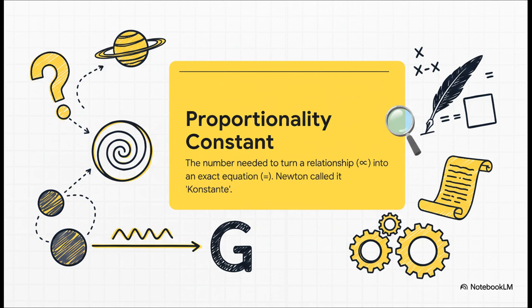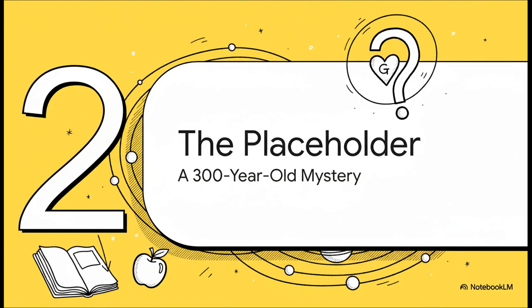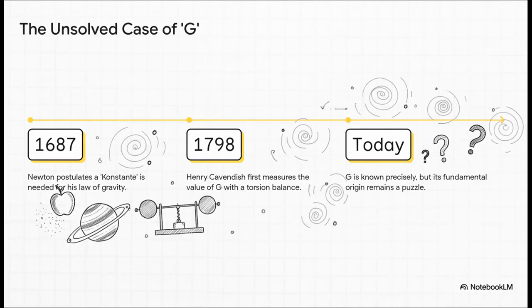He knew there had to be some constant, his word for it, a fixed number that would make the math work and turn that proportional squiggle into a real equal sign. He left a blank space in his own law, a placeholder for the fundamental strength of gravity in our universe. And that placeholder, well, that's the heart of our mystery. It's the number we now call G, and its true origin has been puzzling scientists ever since Newton first left that space blank.